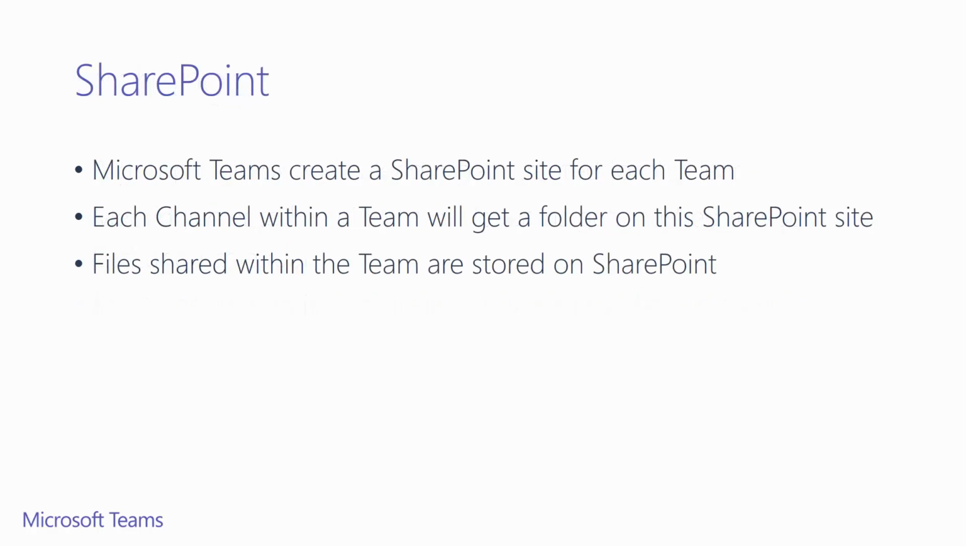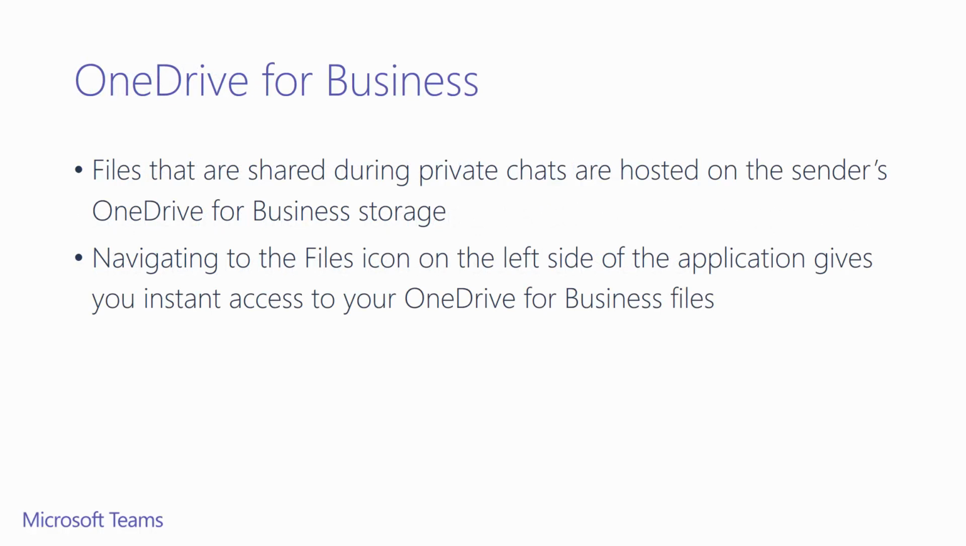Each team will get a SharePoint site provisioned, with the permissions governed by the group's membership. Each channel in a team will get a folder on the SharePoint. Any uploaded file during conversations in channels get uploaded to the SharePoint site. Files that are shared during private chat are hosted on the sender's OneDrive for Business storage. Navigating to the Files icon on the left side of your application gives you instant access to your OneDrive for Business files.